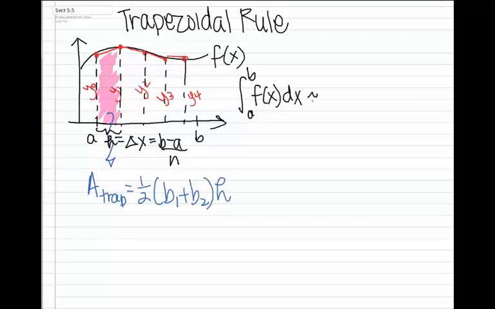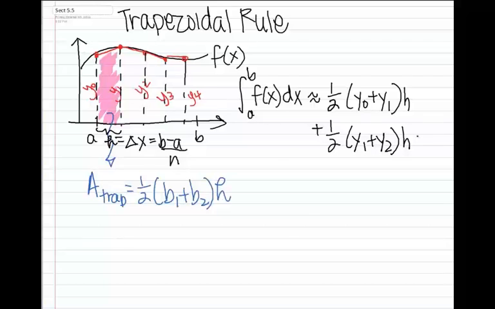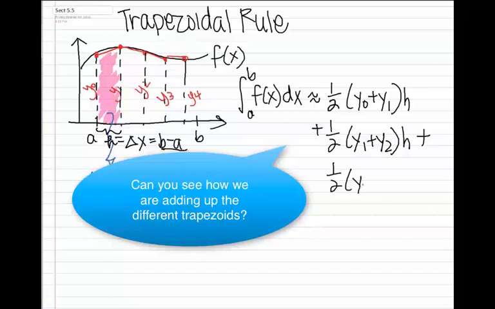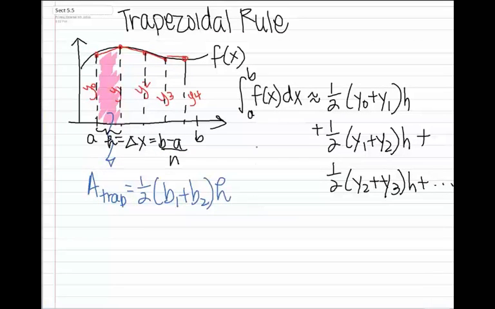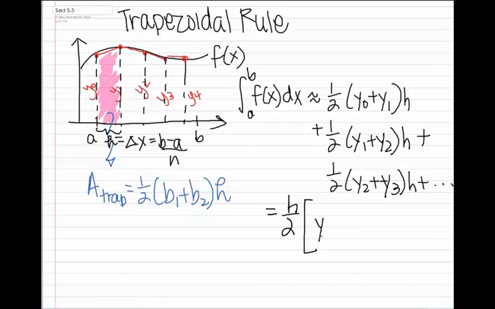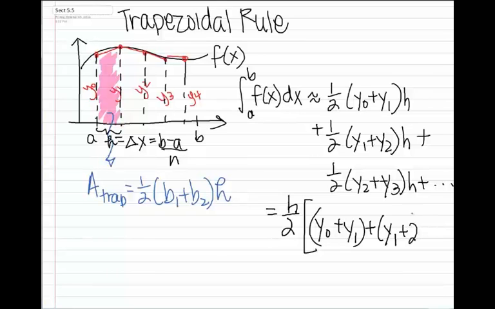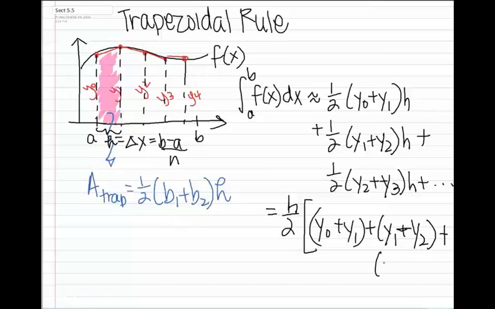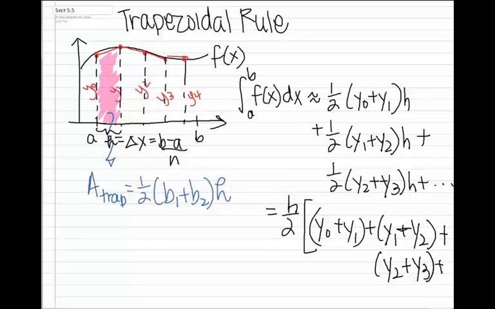So we could say that the area under the curve is approximated by 1/2 (y0 plus y1) times h, plus 1/2 (y1 plus y2) times h, plus 1/2 (y2 plus y3) times h, and so on. So how can we clean this up a little bit? We could factor out the 1/2 and the h, and then we have y0 plus y1 for the first trapezoid, y1 plus y2 for the second one, plus y2 plus y3 for the third one, and so on.